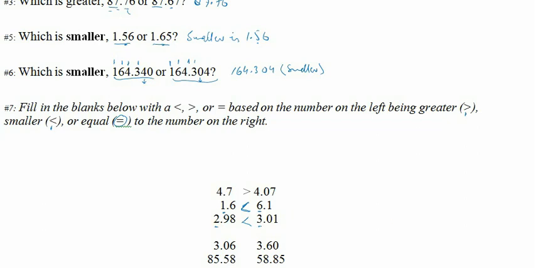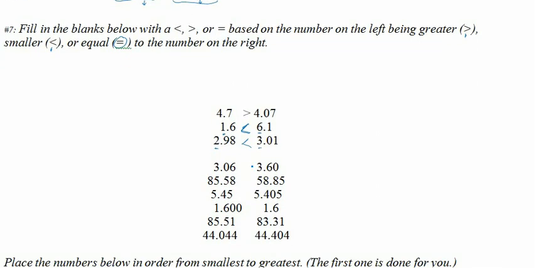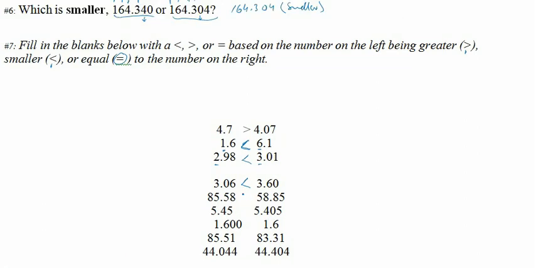So do all the questions yourself, and I will do them so you can check. 3.6 is greater than... 5.8 must be greater than... And 5.45 and 5.405. So it is 5 at the hundredths place and it is 0 at the hundredths place, and the rest is the same. So we write 5.45 is greater than 5.405.